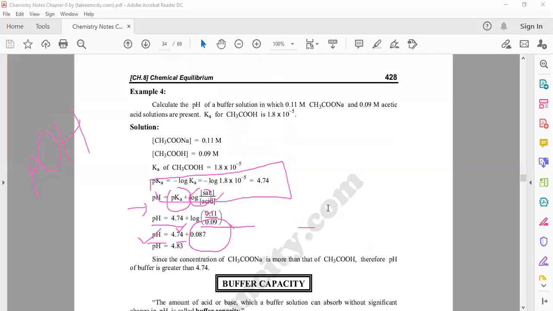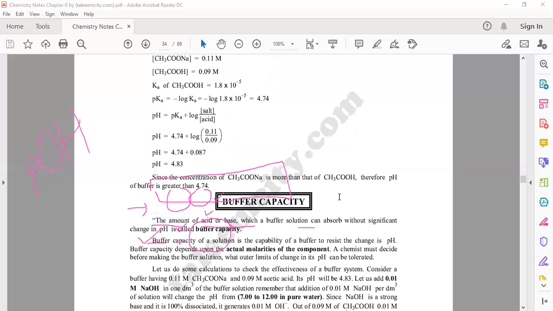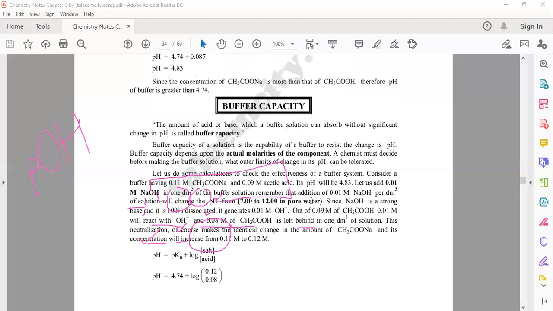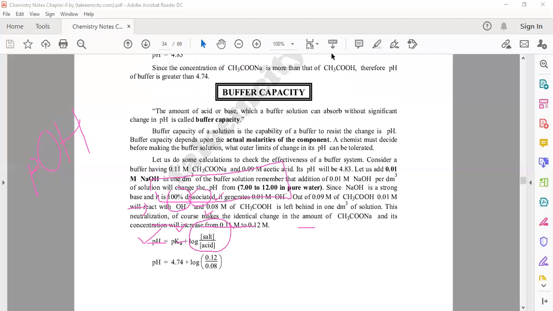Let's talk about the buffer capacity. What does it mean? What do you think that buffer capacity means? Anyone? Do you have any idea? Manal, Taha, Sabika, Amina.